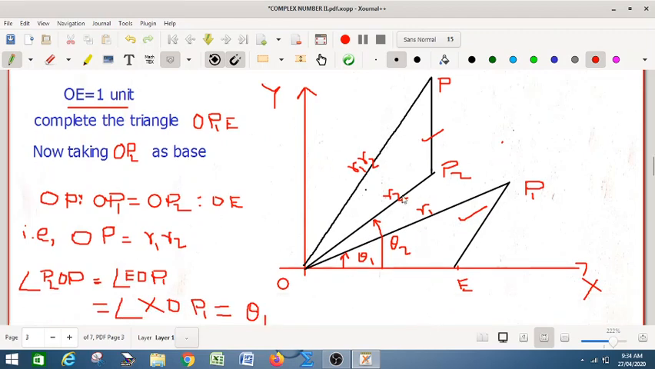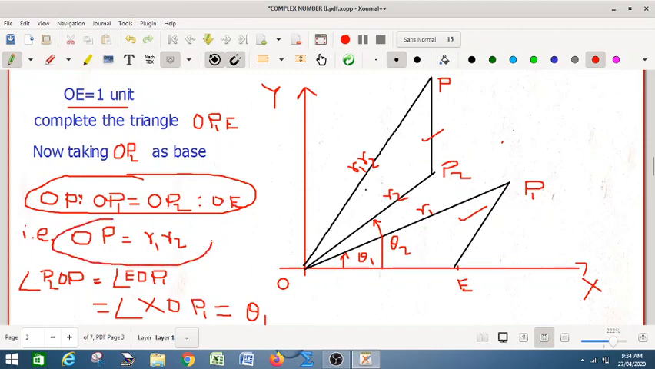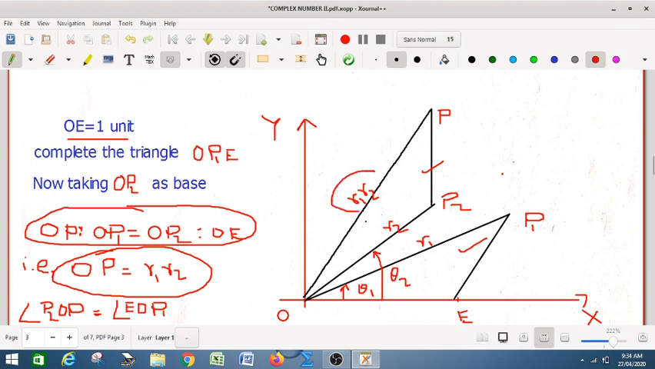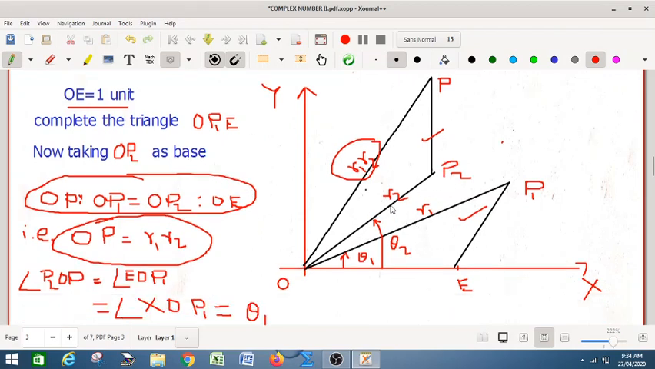Look at this triangle, and this triangle already drawn, completing OP1 E. Now these two triangles are similar triangles. So using the similarity property, OP by OP1 is equal to OP2 by OE, and as OE is 1, we get OP is equal to R1 R2, since OP1 is equal to R1 and OP2 is equal to R2. So this OP represents R1 R2, by using the similarity properties of these two triangles and the information that OP1 and OP2 are given to you.